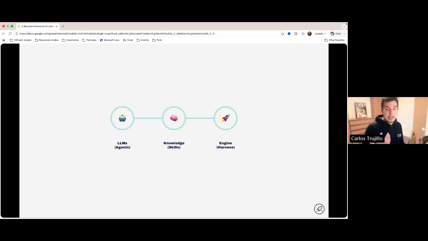Now, the players in these agentic data science workflows are, on one side, agents or LLMs, all the ones that we have out there. We also think that skills, or the external knowledge that we provide to those LLMs, are a player there. And then finally, we have the engine or the harness, Claude Code, OpenCode, all the tools where they are living and which the agents use to communicate with our computers.